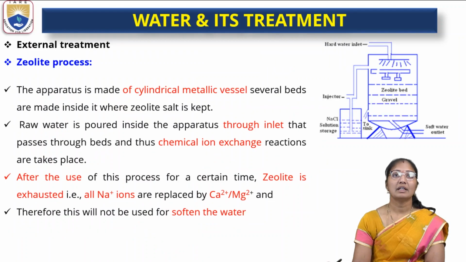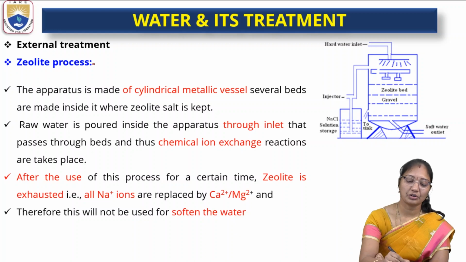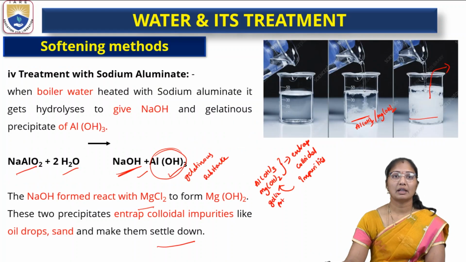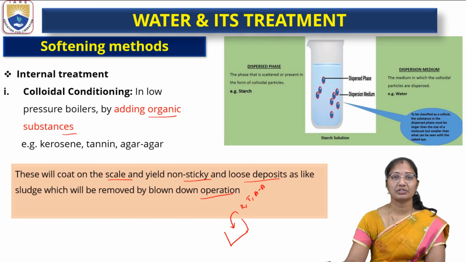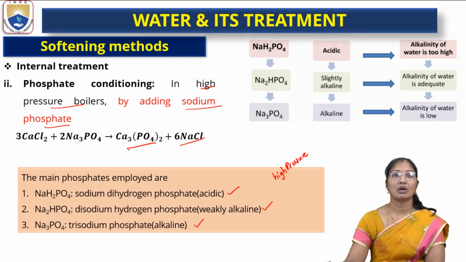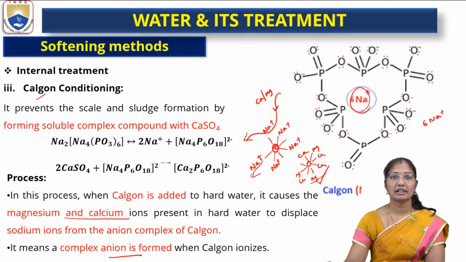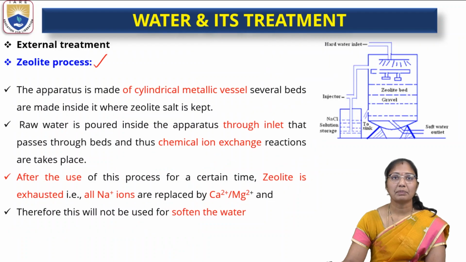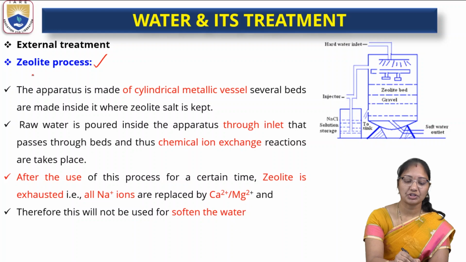The next step is external treatment using the zeolite process. Here we used four steps: colloidal conditioning, phosphate conditioning, Calgon conditioning and treatment with sodium aluminate. All four are involved in the internal treatment of boiler water for industrial purposes. The next step is external treatment, which happens through the usage of zeolite.